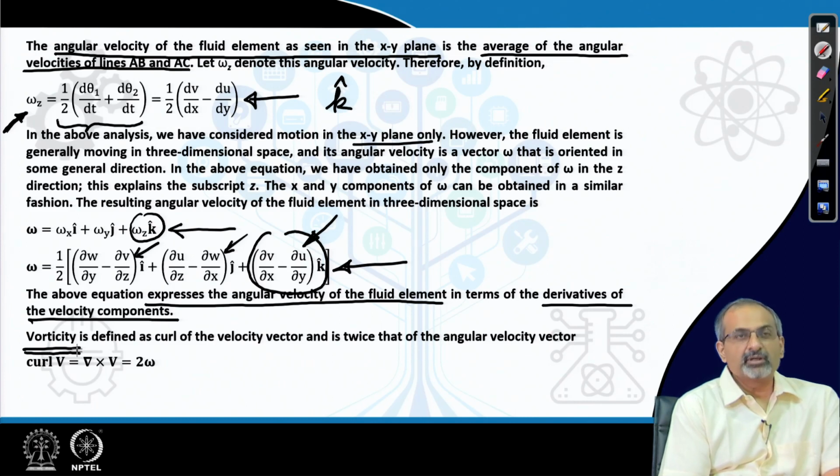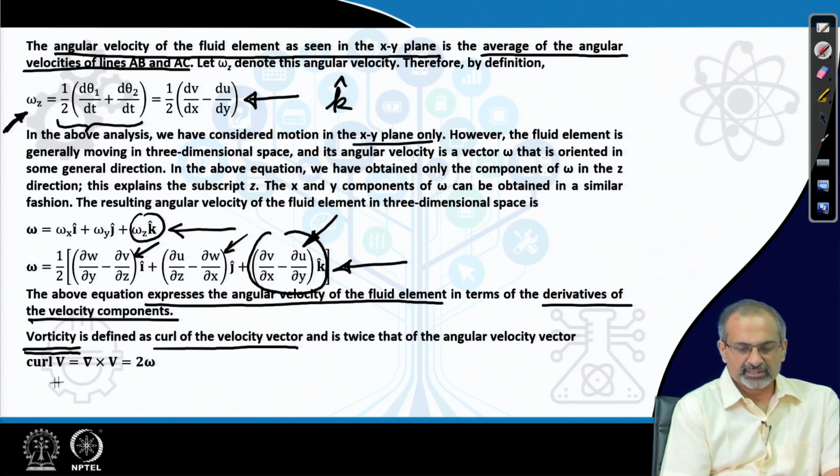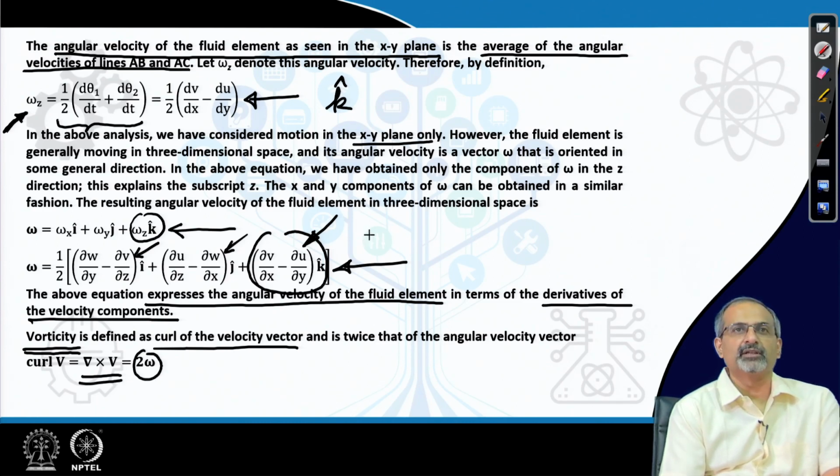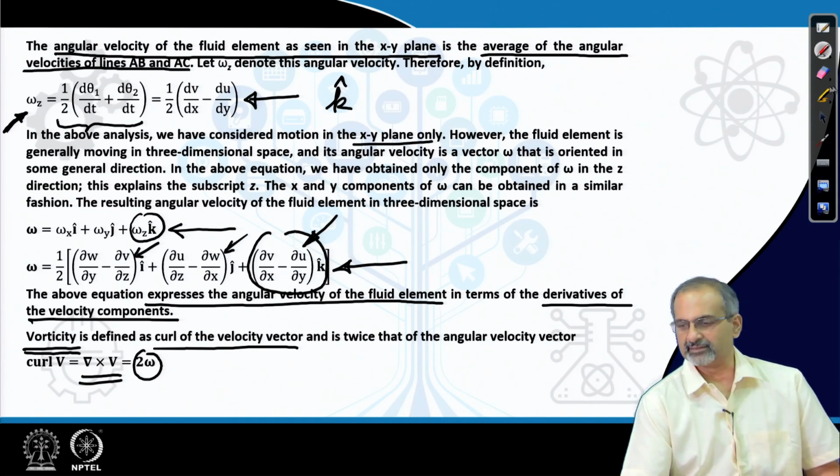Vorticity is a very, very important term in aerodynamics. It is defined as the curl of the velocity vector, which is del cross v. Incidentally, that is 2 times this angular velocity. We will discuss more on these in later lectures.